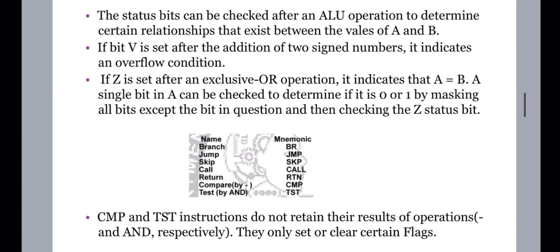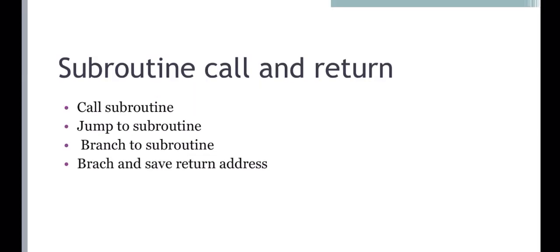CMP and TST instructions do not retain the results of their operations, unlike SUB and AND, respectively. They only set or clear certain flags. Subroutine call and return: call subroutine, jump to subroutine, branch to subroutine, branch and save return address.